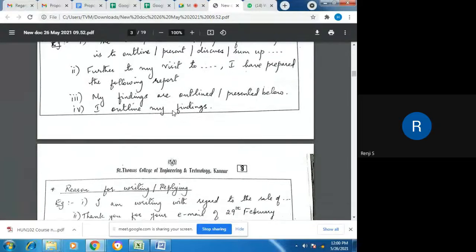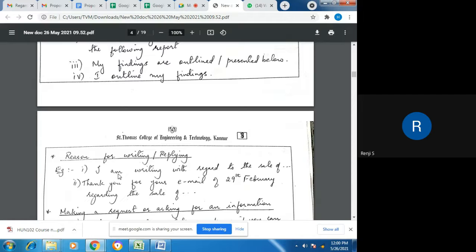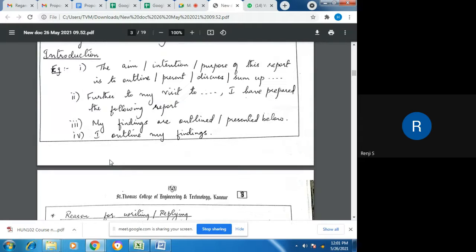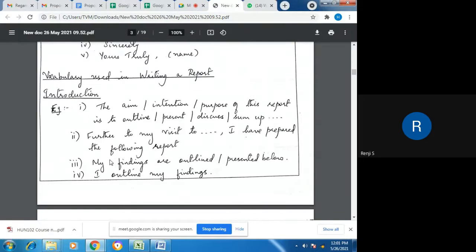Then next is my findings. Instead of the second sentence, you can follow with the third sentence, that is, my findings are outlined or presented below. Once you had inspected a place or some device, and you are going to give a technical report on that device, place or industry, then you can write, my findings are outlined or presented below. Another sentence is, I outline my findings as follows, etc. These are some of the starting sentences that you can use in the introduction part while writing a report.